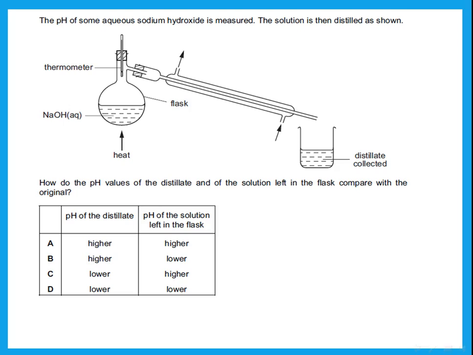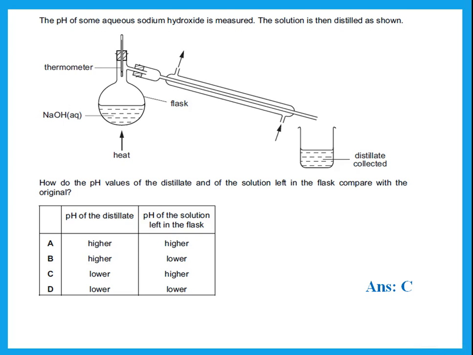So how do the pH values of the distillate and of the solution left in the flask compare with the original solution? You should realize that if I have sodium hydroxide solution and it is distilling off, that means I'm removing the water. That means the solution in the flask is becoming more concentrated, so its pH will be higher because that's a base. So the pH of the solution left in the flask would be higher than the original. But what about the pH of the distillate? The distillate we said is pure water. Pure water is 7, so that is lower than the original. So my answer is C.